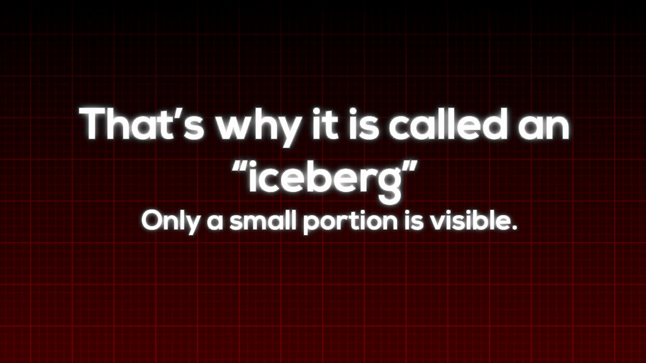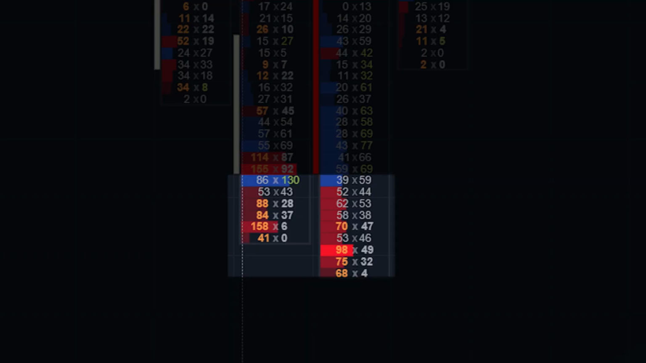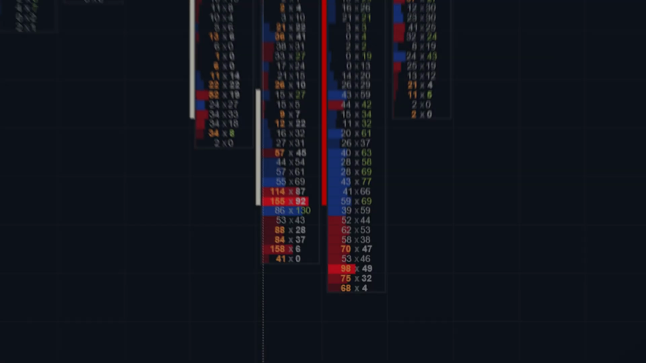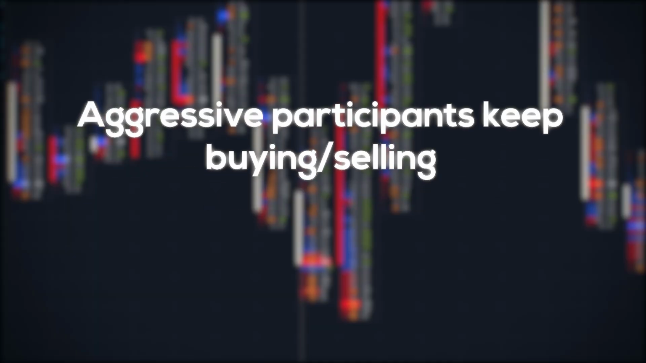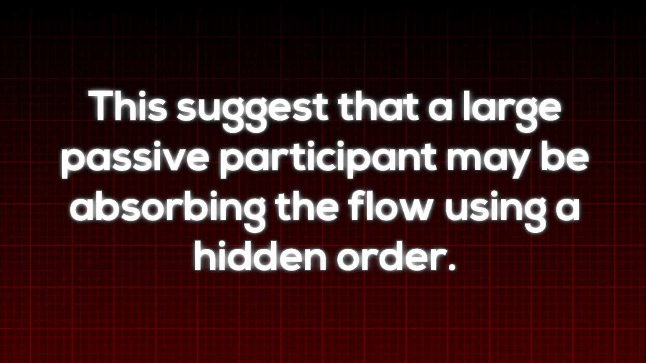From an order flow perspective, an iceberg can be suspected when large aggressive volume repeatedly trades at a price level, but the resting liquidity at that level does not disappear. Price struggles to move beyond that level. In other words, aggressive participants keep hitting the bid or lifting the offer, yet the level continues to hold. This suggests that a larger passive participant may be absorbing the flow using a hidden order.